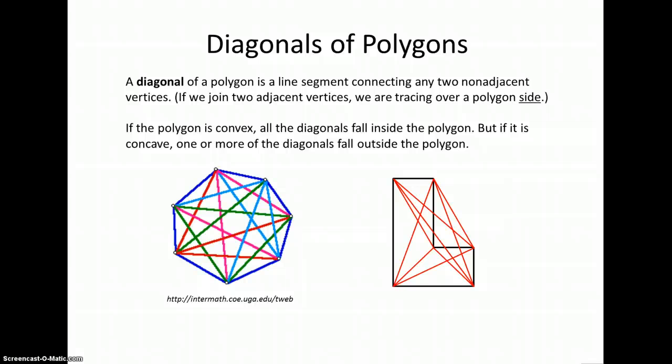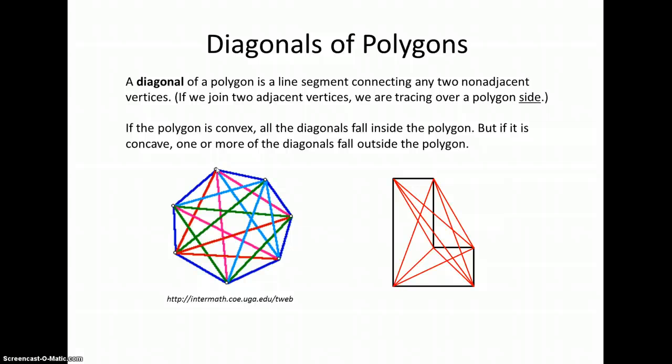Now, the diagonal of a polygon is a line segment that connects any two non-adjacent vertices, or it's a line from point to point that falls inside the polygon. Now notice if we trace two adjacent or neighbor vertices, we're actually tracing over the side of the polygon. That doesn't count as a diagonal.